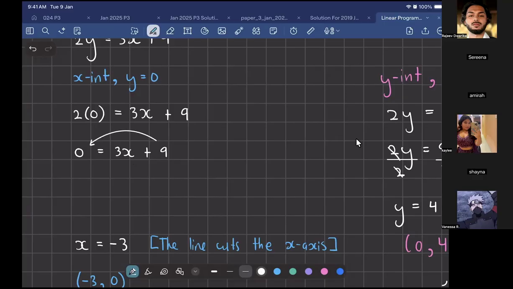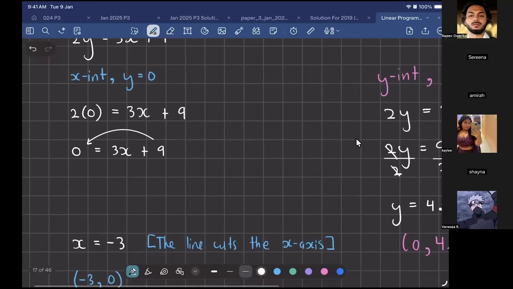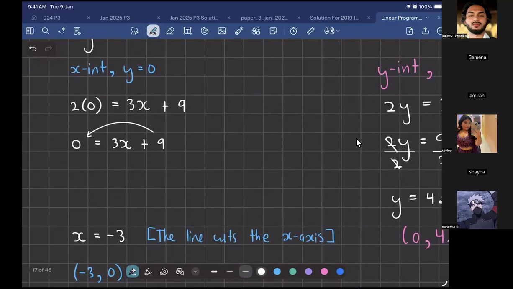Now I want you to think of 0 as there being nothing on the left-hand side. So if I take 9 and I move it across, what is that going to turn to? -9. Again, think of 0 as there's nothing. So there was nothing, but you took the 9 and you moved it across. So now it has -9 there. So -9 is equal to 3x.